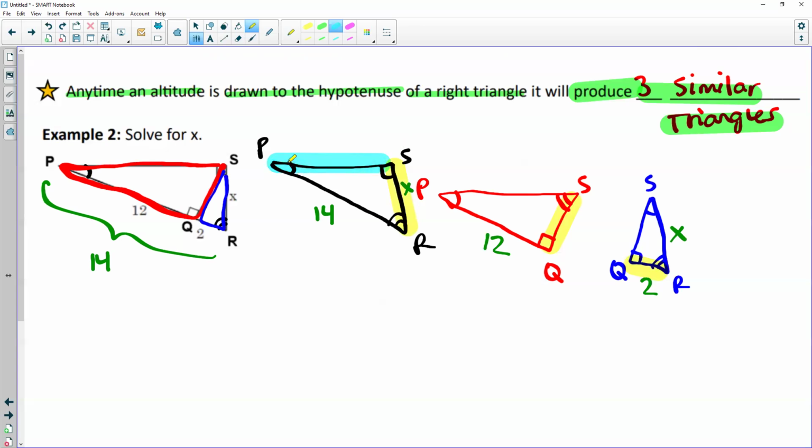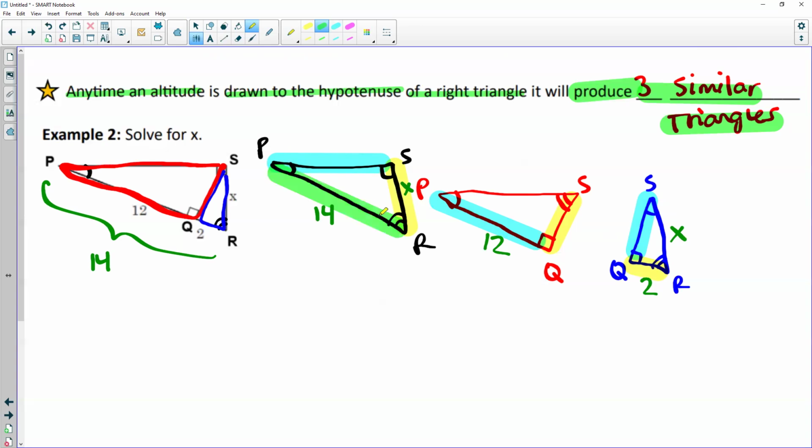PS represents one of the legs of this right triangle. This is from the single ring to right angle. Single ring to right angle would correspond here. And then lastly, we can take a look here at from P to R. From P to R, this represents your hypotenuse, right?